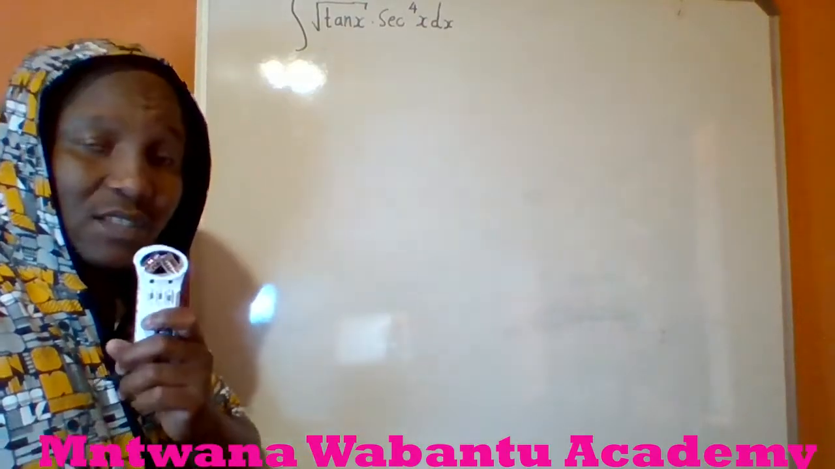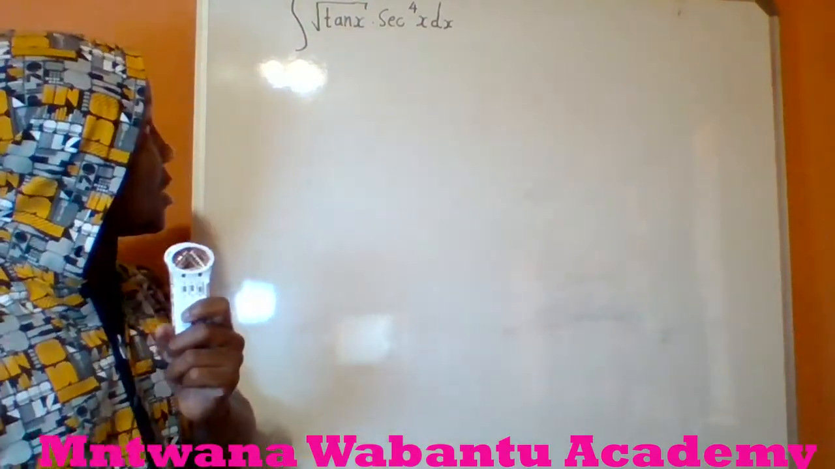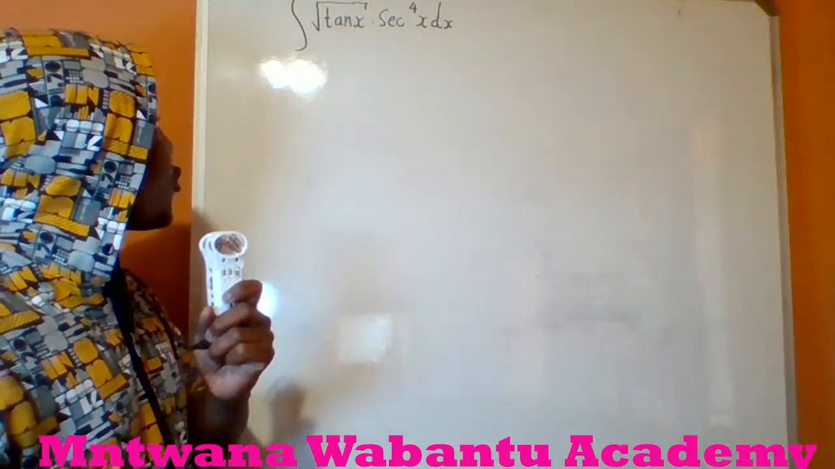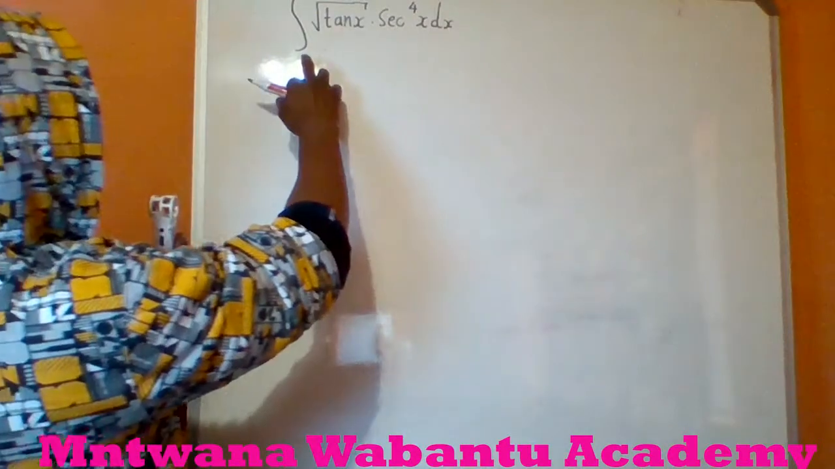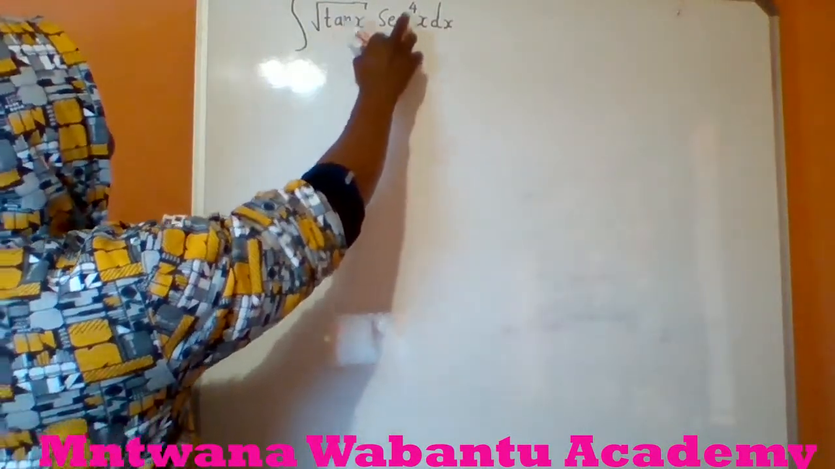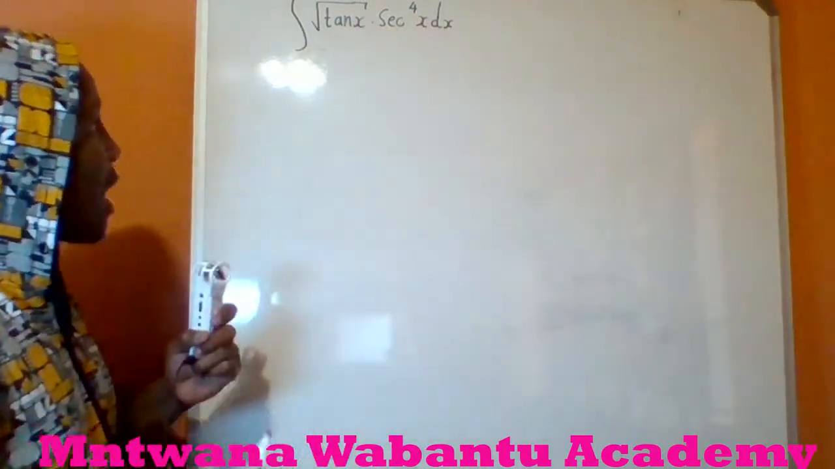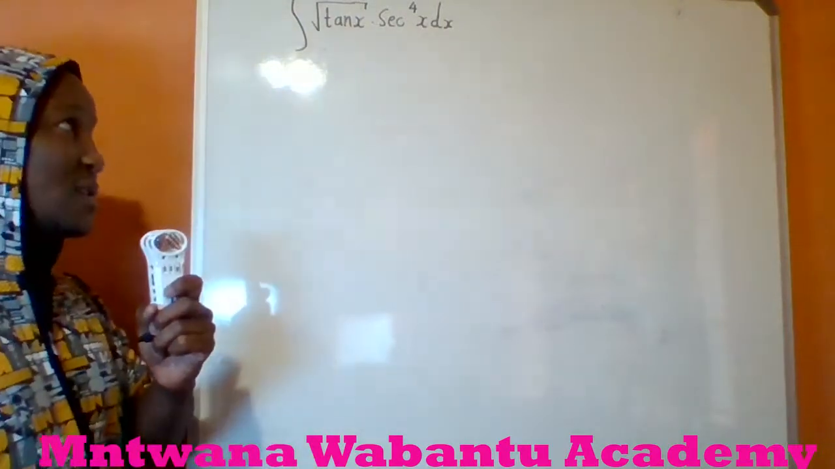Alright, brothers and sisters, so we live again. So this we have a trigonometric integral. So we have to integrate this question here: integral of tan x sec^4 x dx. So now how are we going to do this? This is a very easy question, brothers and sisters.